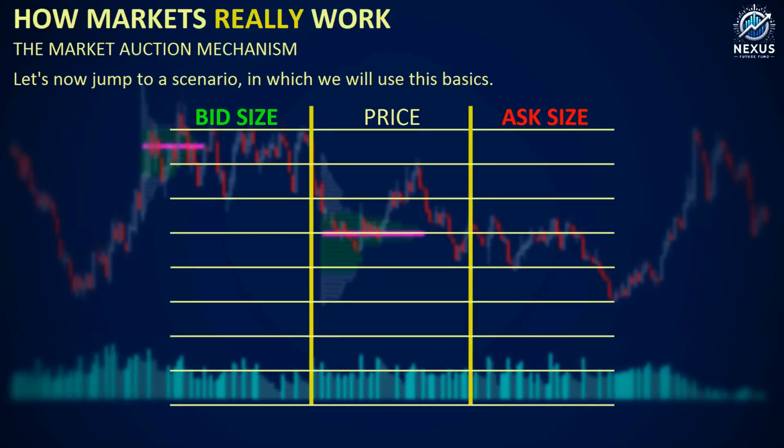Okay, let's now jump to a scenario in which we'll see how the price really moves. What you see in front of you is called depth of market. This depth of market displays how many limit orders there are at a particular price. On the left, we will see buy limit orders, and on the right, we will see sell limit orders. This depth of market is nowadays a basic feature of any charting platform, and you can commonly find it as a DOM, which is an abbreviation for depth of market.